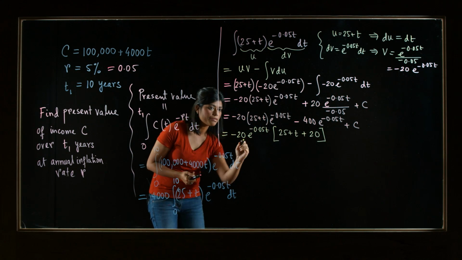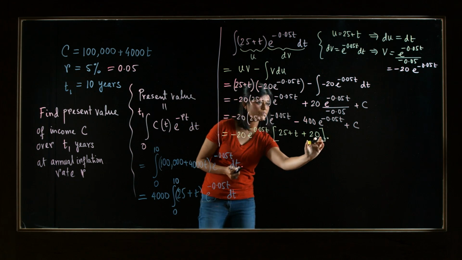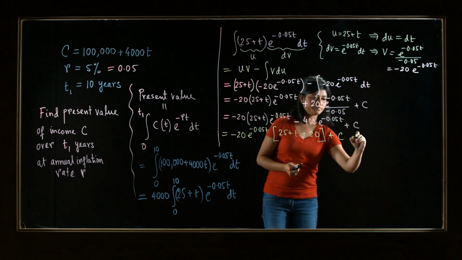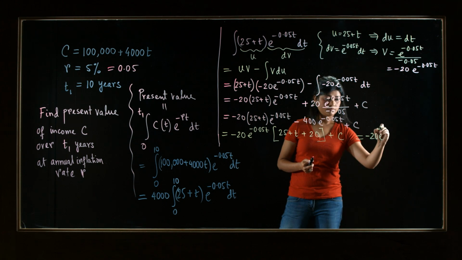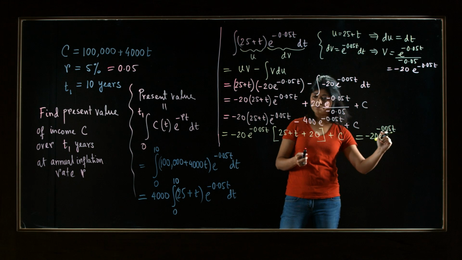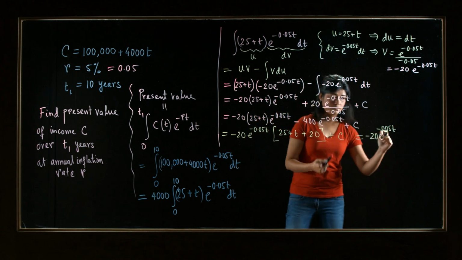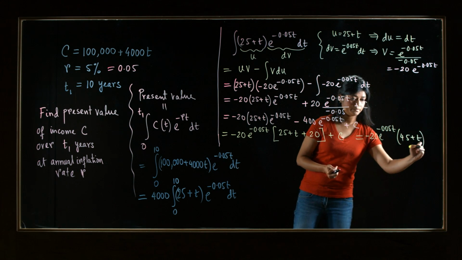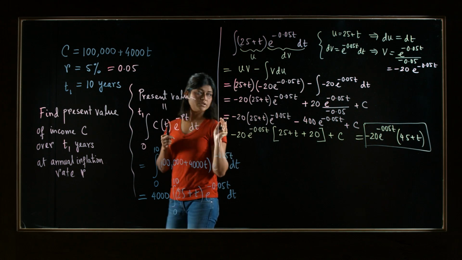Let's make sure we have everything correct. So this times 25 plus t, and this times 20. And that is equal to, first part remains as it is, -20 e to the -0.05 t, and inside you have 25 plus 20, that's 45, plus t. Okay, this is our simplified form of the antiderivative.